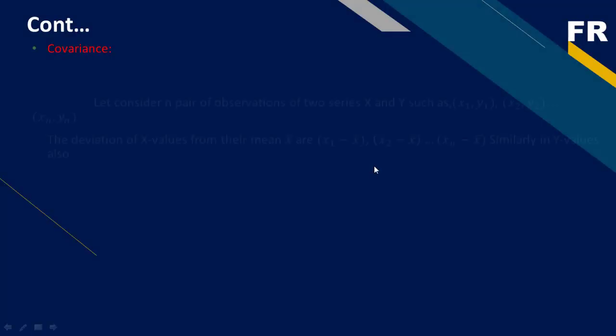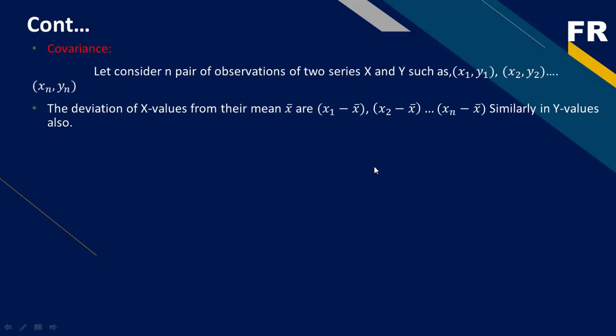Next definition is covariance. Let us consider n pairs of observations of two series x and y.